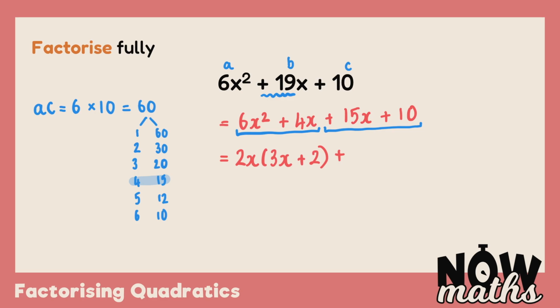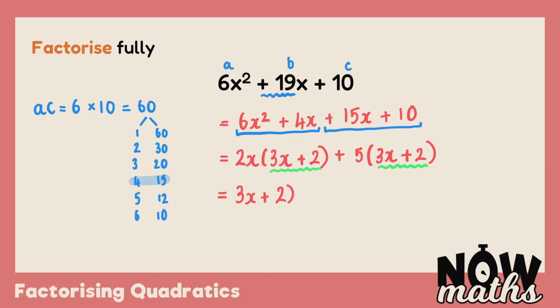Then for the second half, 15x and 10 have a highest common factor of 5. And then 15x divided by 5 is 3x, and 10 divided by 5 is 2, and we can close our bracket. We now have an expression with just 2 terms in it, and we have a common factor of 3x plus 2 in both. So we're going to factorise again, and we're going to pull out a factor of 3x plus 2.